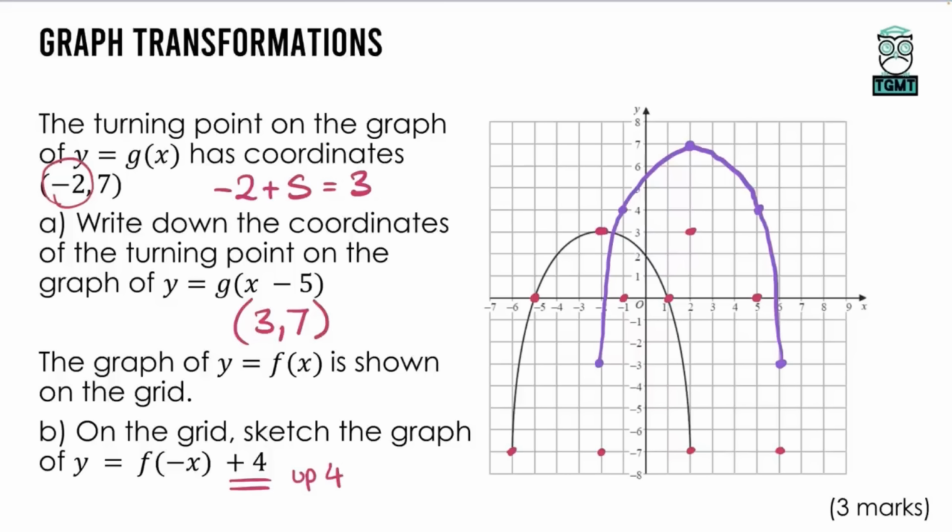So it has reflected in the y-axis when the x-coordinates change signs. And then it's also gone up by 4. And there we go, that is a graph transformation.